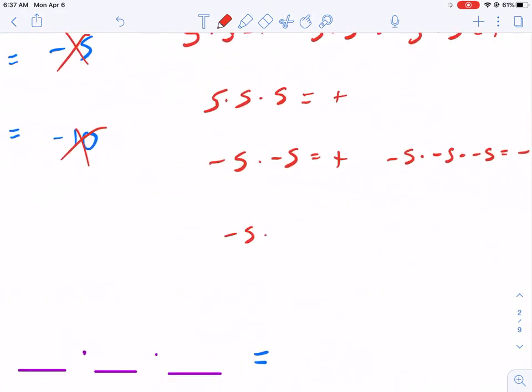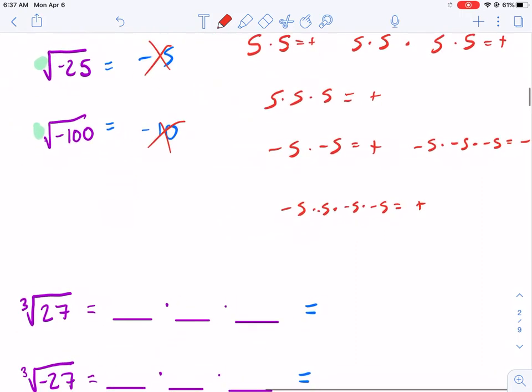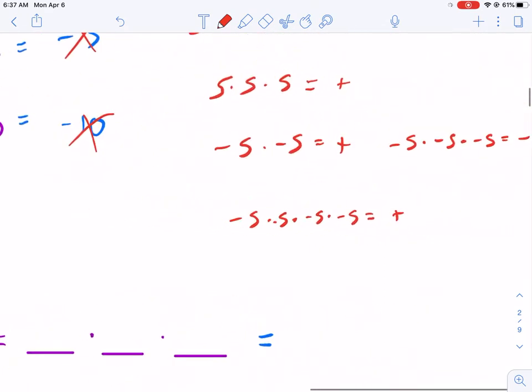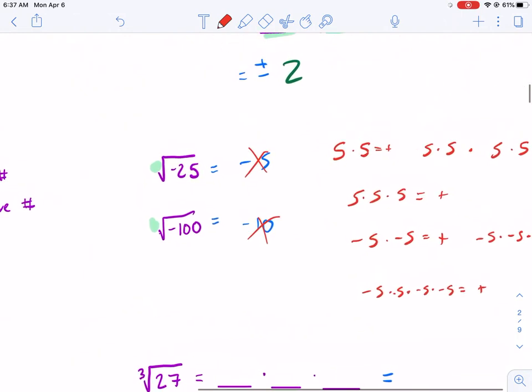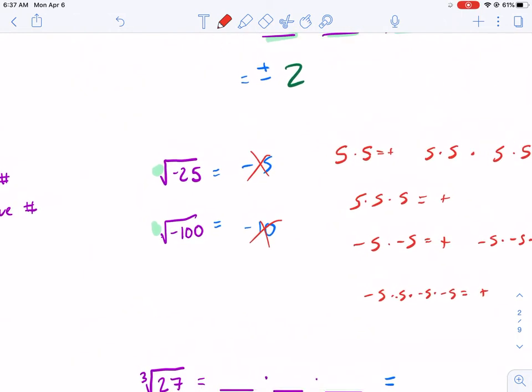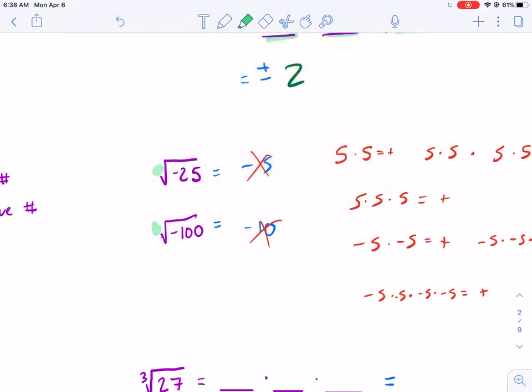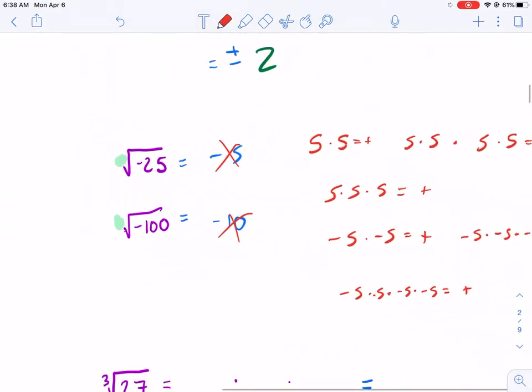positive number. So if I multiply it 4 times by itself, negative 5 times negative 5 times negative 5 times negative 5, that's going to give me a positive number, because negative times negative is positive, times negative is negative, times negative is positive. And if I multiply it 5 times by itself, it's going to be negative again. So odd is going to give us negative powers. Even is going to give us positive powers. And that's why if we try to take an even root of a negative number, we're going to get no real solutions, because we're going to get imaginary numbers.